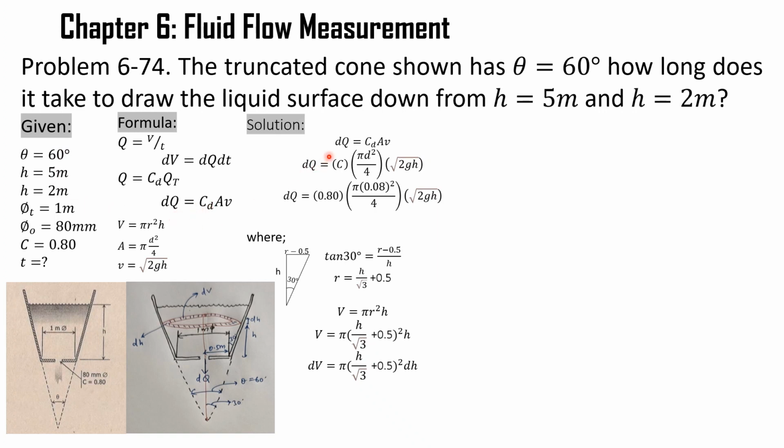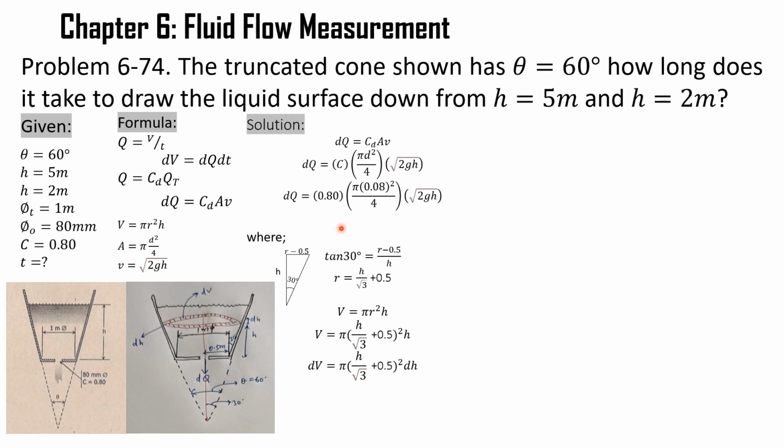So we have here dQ equals coefficient of discharge times the area times the velocity. Since the area of a circle is equal to pi d squared over 4, and the velocity of fluid flow is equal to square root of 2gh, substituting the formula we have here 0.80, the coefficient of discharge, times pi times the quantity of 0.08 squared over 4 times the square root of 2gh. So we have here the first equation.